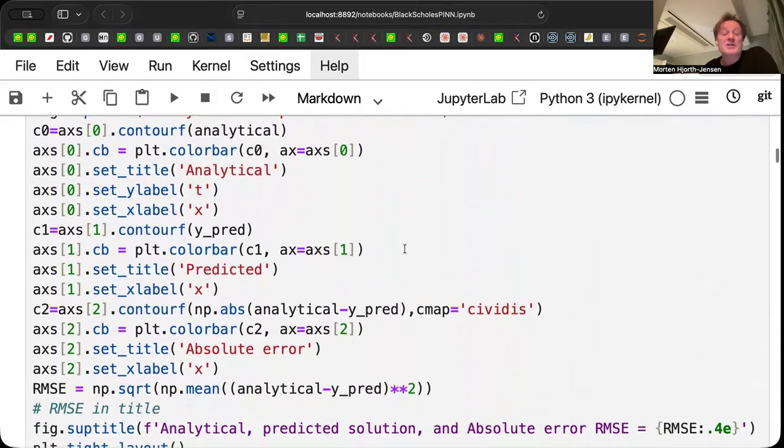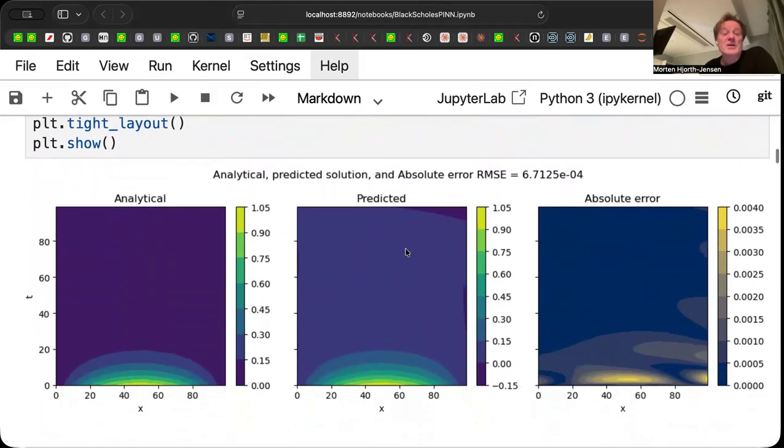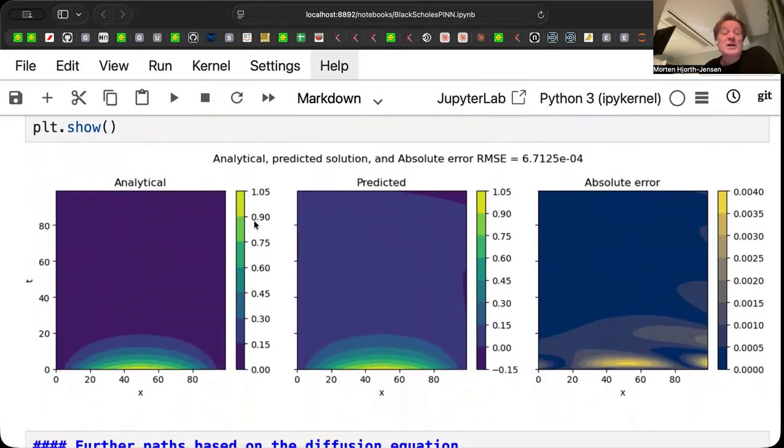And what you have at the end here is just a plotting of the results. So we have analytical solutions, and you can see typically the predictions here, where you have an absolute root mean squared error of 10 to the minus 4.